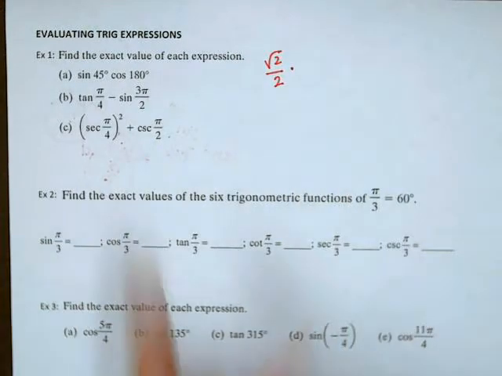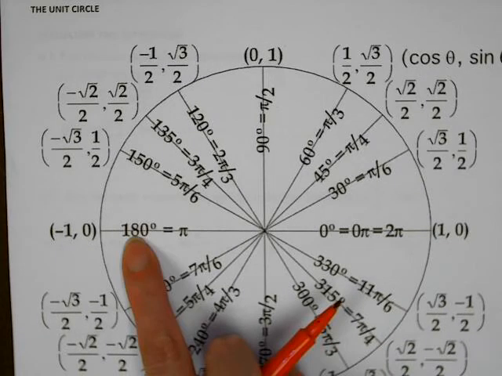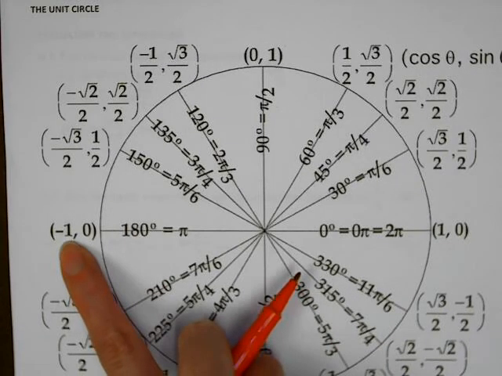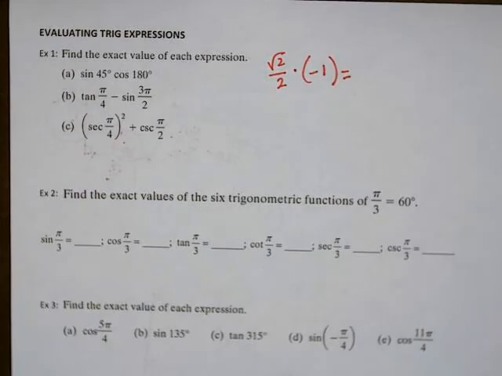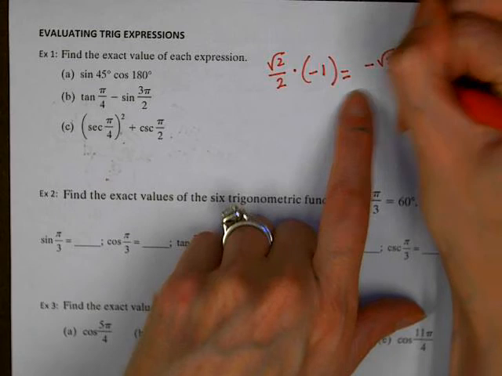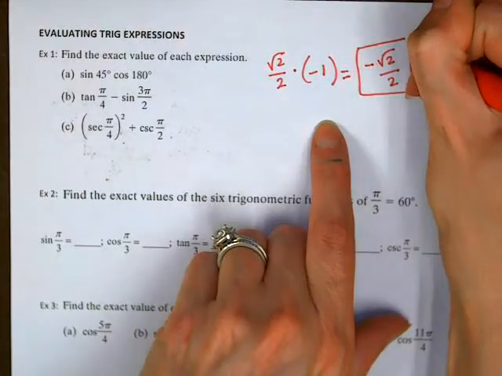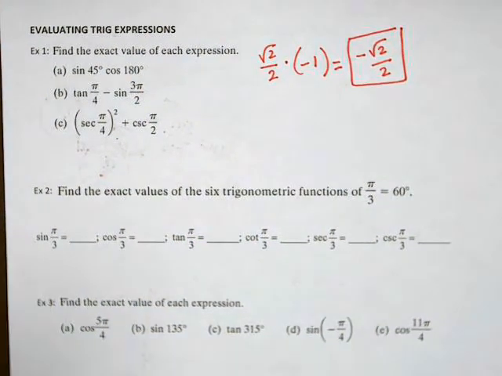And then times cosine of 180. Cosine is x, so it's negative 1. So they just want you guys to solve what's root 2 over 2 times negative 1, and that would just be negative root 2 over 2. So that's the answer for the first one. No decimal, we want exact answers only.